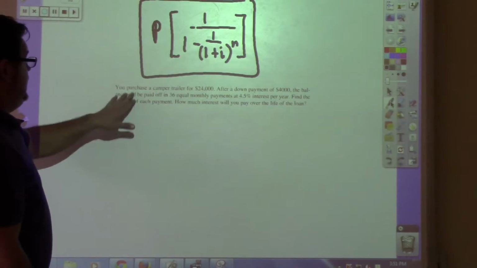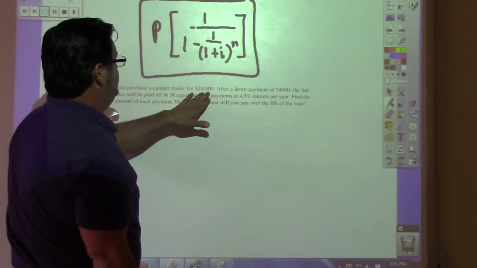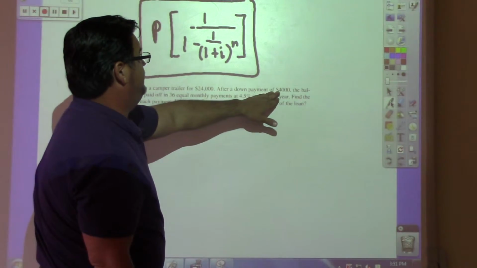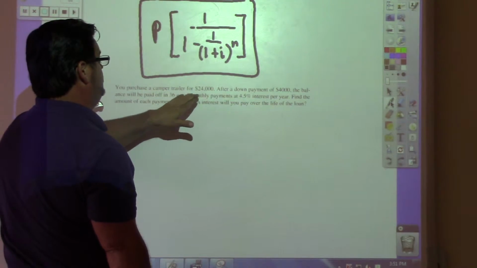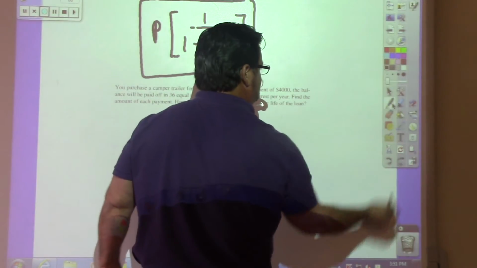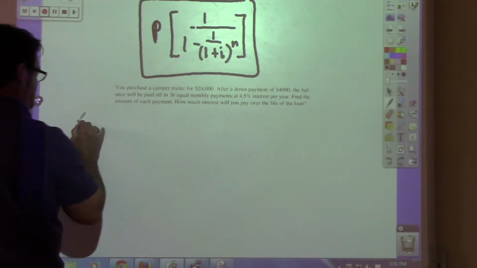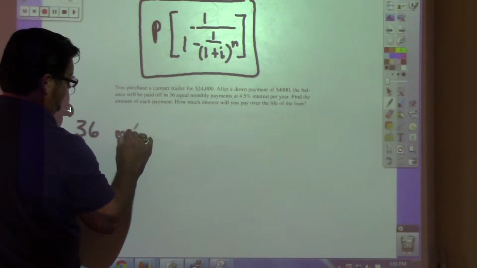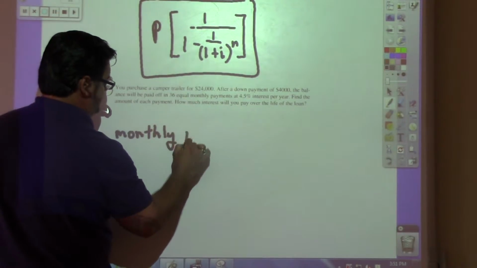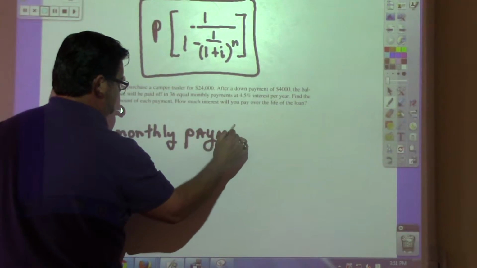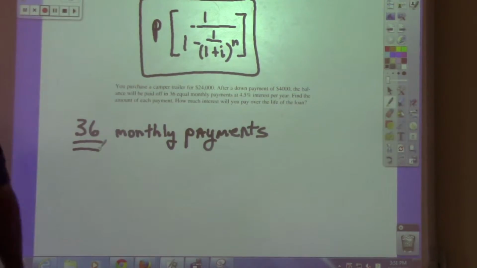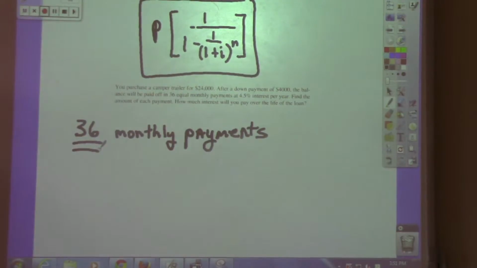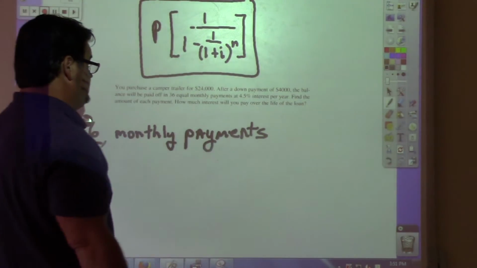All right, so you purchase a camper trailer for $24,000. After a down payment of $4,000, the balance will be paid off in 36 equal monthly payments. All right, 36 equal monthly payments is important. Now, let me ask you something. What are the payments going to be based on? The years that you finance it. So I'm financing this one for how long? 3 years. 3 times 12 is 36.